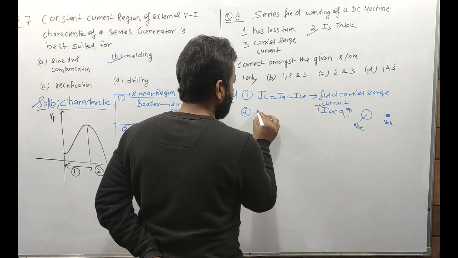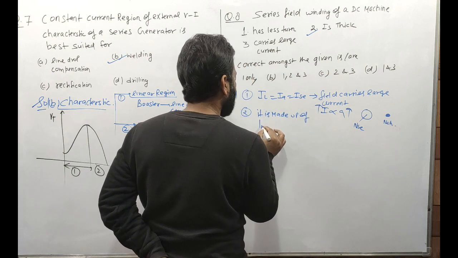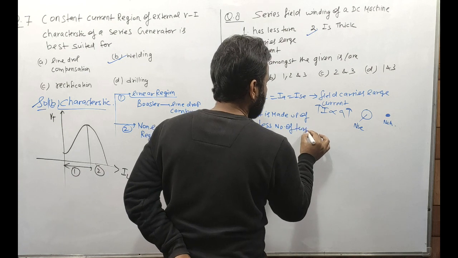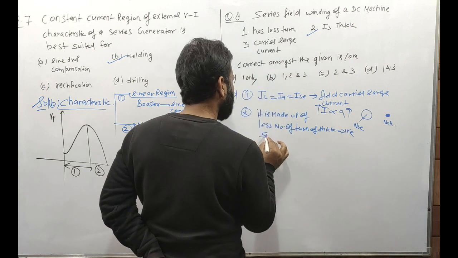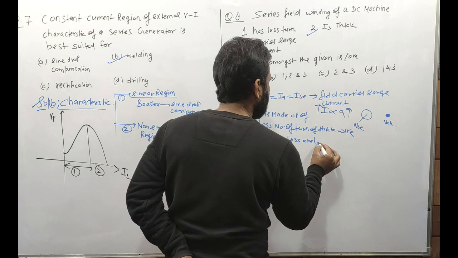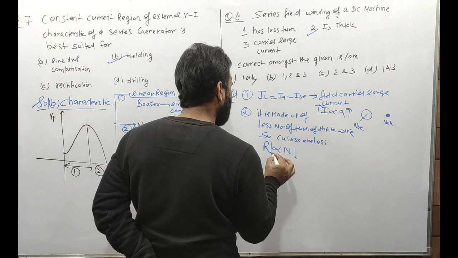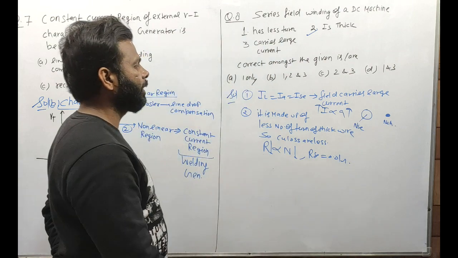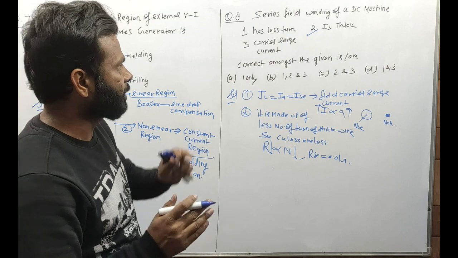So it is made up of less number of turns of thick wire, so that the losses, copper losses, are less. Now why? The resistance is directly proportional to number of turns, so if turns are less, R is less. Now the R series is only 0.01 ohm. Clear है? So ये जो winding है, series field winding, it is thick and it carries large current also.